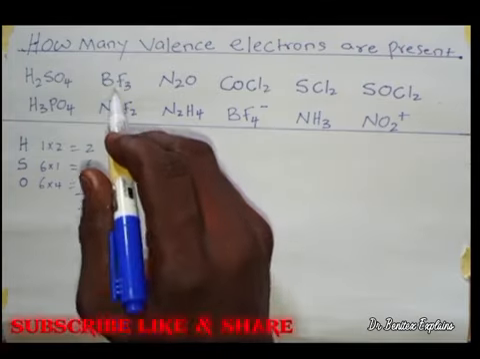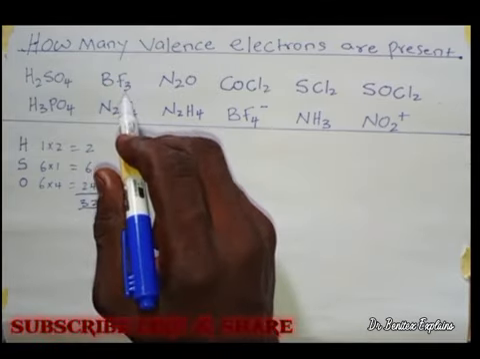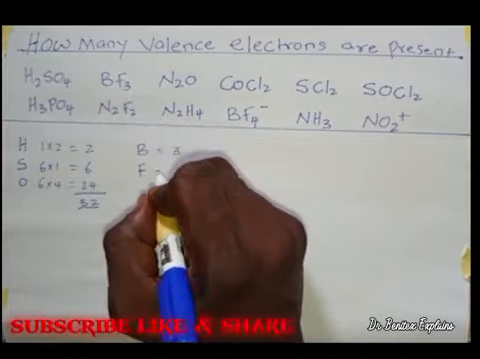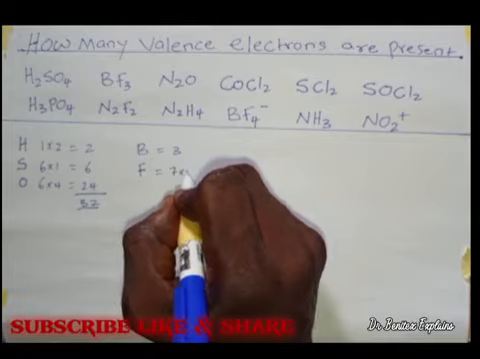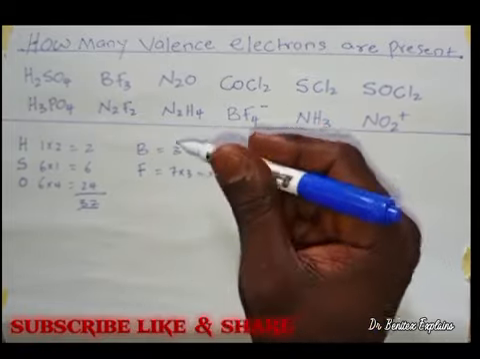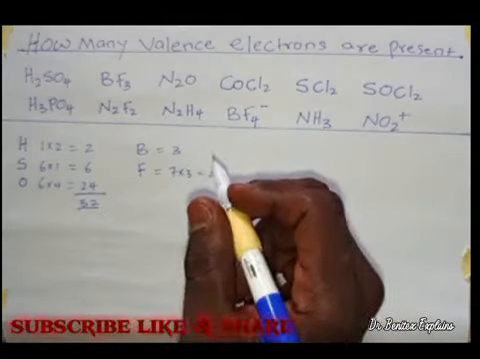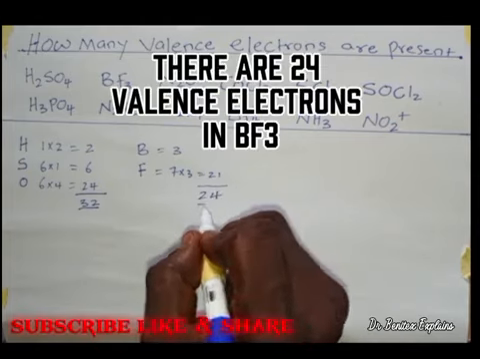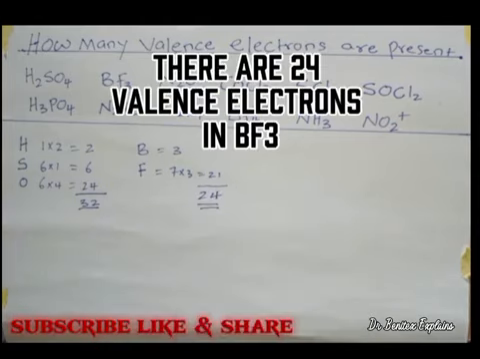What about fluorine? Fluorine is group number 7. How many fluorine atoms are here? We have 3. So this is equal to 7 times 3, which is equal to 21. So sum total, 3 plus 21 gives us 24. So there are 24 valence electrons in BF3.